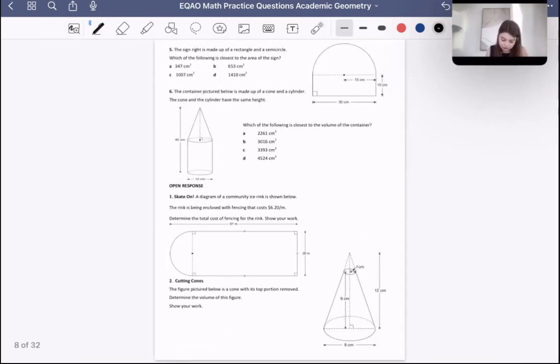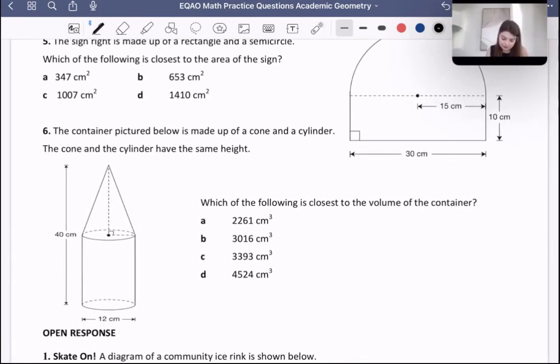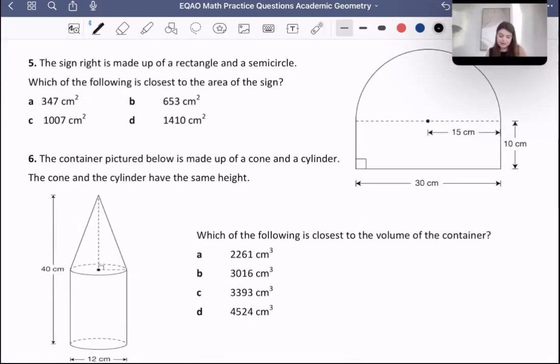Let's do number 5 next. So number 5 says the sign is made up of a rectangle and a semicircle. Which of the following is closest to the area of the sign? Okay, so there's 2 parts here. We've got to find the area of the semicircle and the area of the rectangle. So the area of the rectangle is base times height, or length times width, whichever you prefer, which is 30 times 10, which is 300. Which is excellent. Very good. And there we go. Awesome.